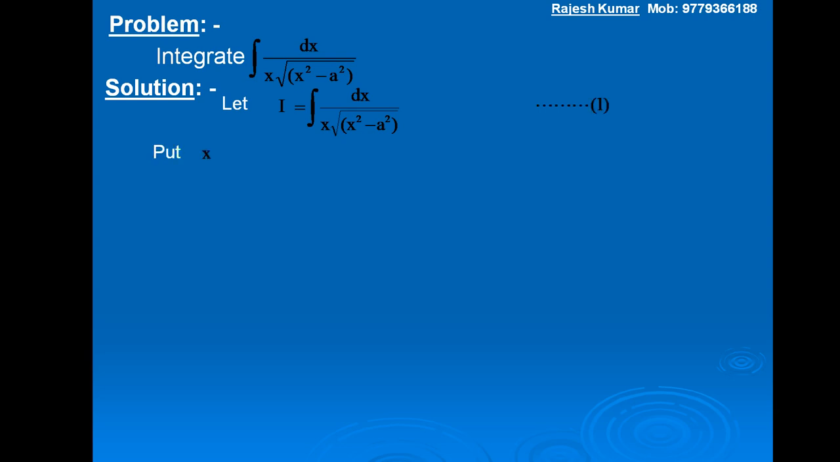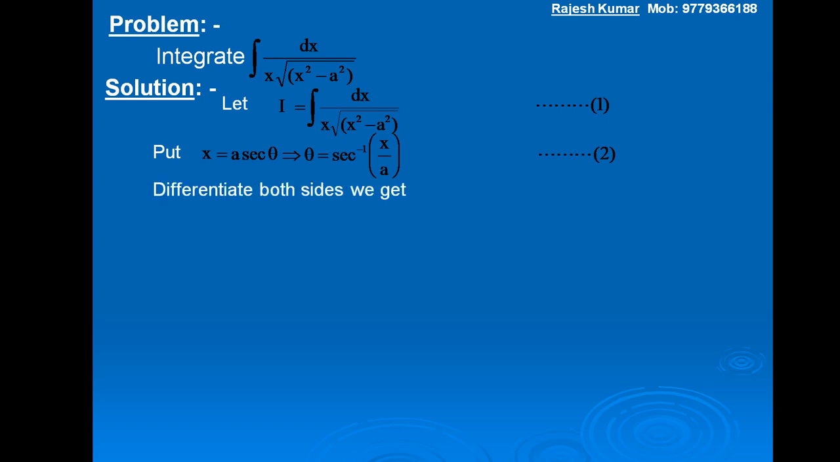Put x is equal to a secant theta. So this implies theta is equal to secant inverse x upon a. Let it be equation number 2.